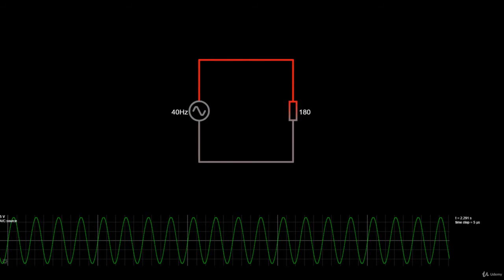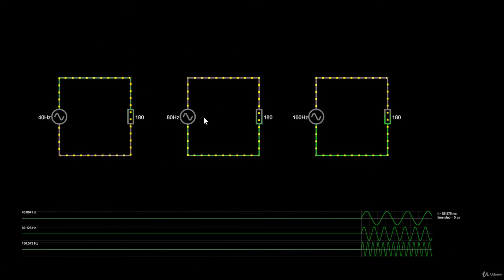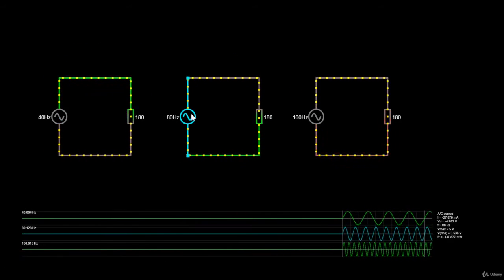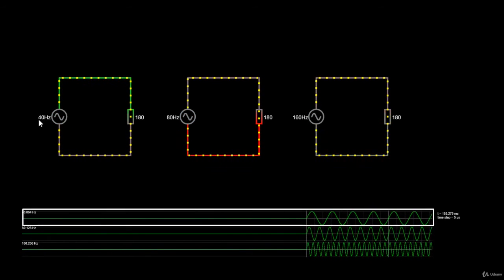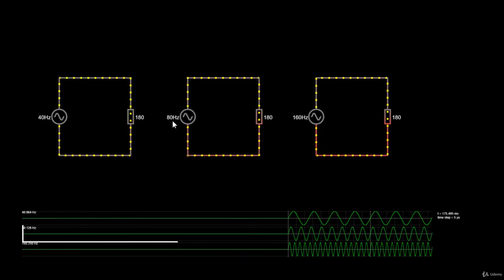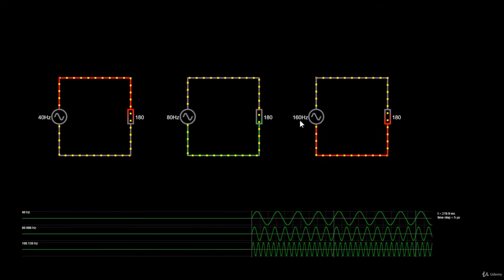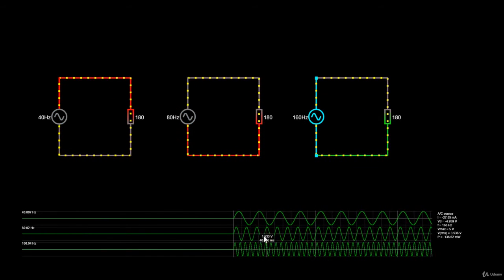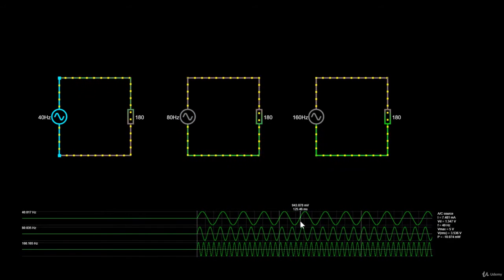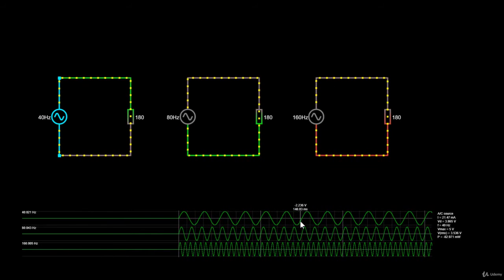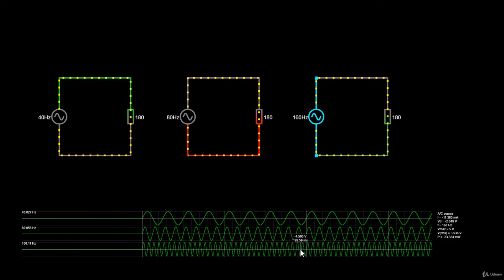Why don't we take another example to understand this frequency better? So we have 3 identical circuits. The only difference is the frequency of the signal that our AC source outputs. The first AC source outputs a signal of 40 Hz, the next one outputs a signal of 80 Hz, and the last one 160 Hz. Now notice the difference between each signal. Do you see any difference? The lower the frequency of the signal, the more time it needs to make an oscillation of 1 positive swing and 1 negative swing. The higher the frequency, the faster the signal oscillates in 1 second.